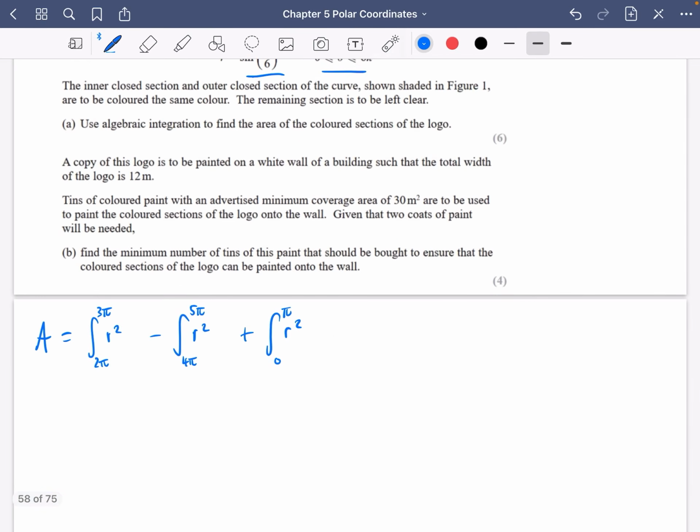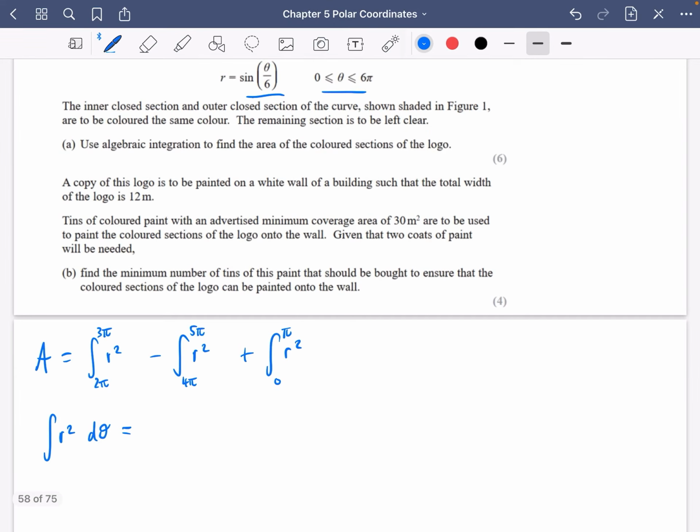Okay, so I'm actually just going to work out what the integral of r squared is with respect to theta without the limits to begin with. And r squared is just sine of theta over 6 squared, so sine squared of theta over 6 with respect to theta. It's going to save me having to write it out 3 times because all 3 things here are the same as each other. So sine squared I'm going to replace with a half minus a half cos of 2 theta. So 2 lots of theta over 6 is going to be theta over 3, with respect to theta.